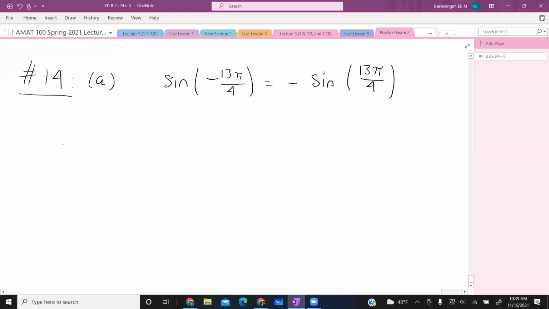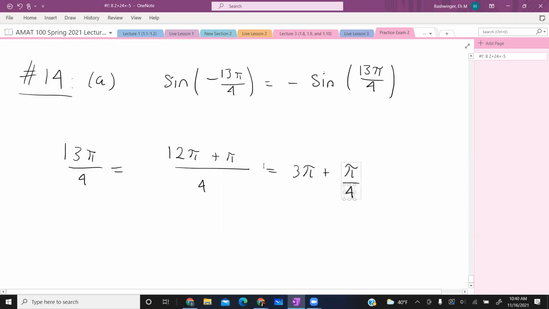So now we just work out what point corresponds to 13 pi over 4. The way to do this is to break off 13 pi into some multiple of 4 and then some remaining piece. We can write it like this, and then divide the 4 into this, so we get 3 pi plus pi over 4.